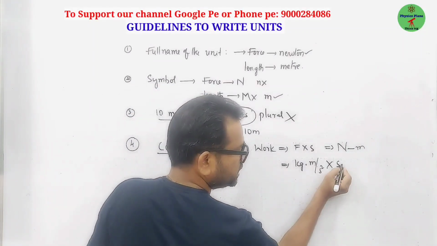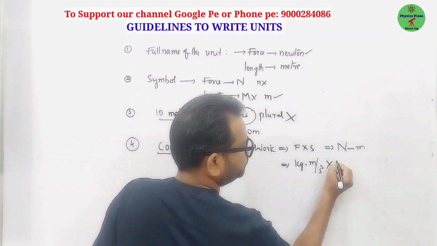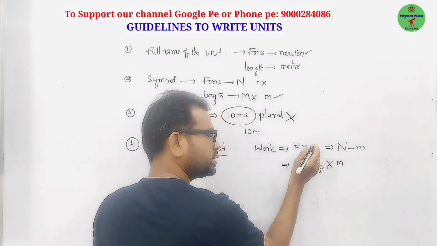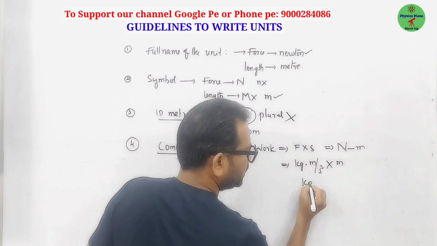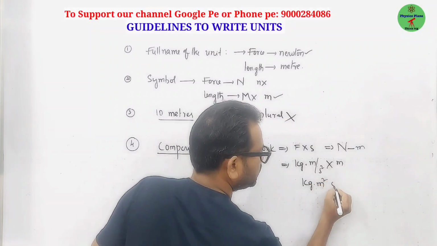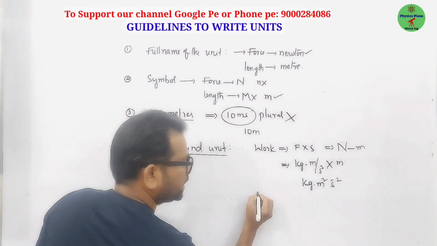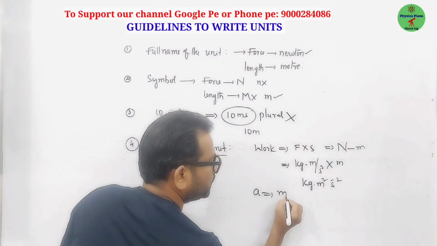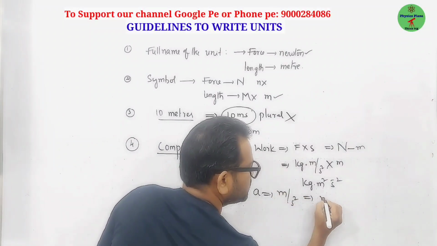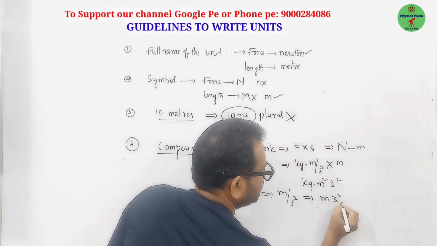This second square you can take to the numerator, right? So it can be kg meter square s minus 2. For acceleration, if you see the unit meter per second square, it can be written as meter into s power minus 2.